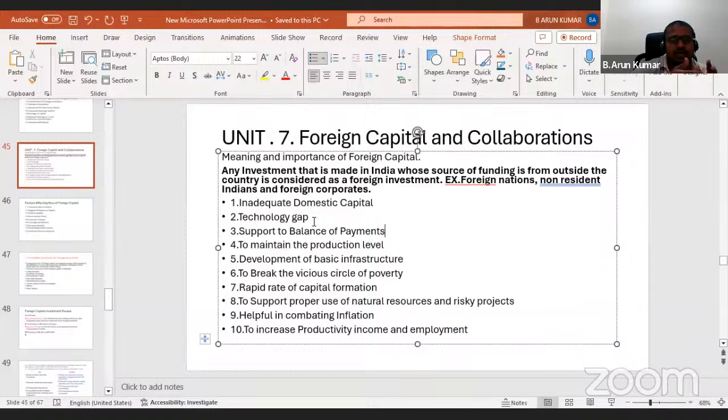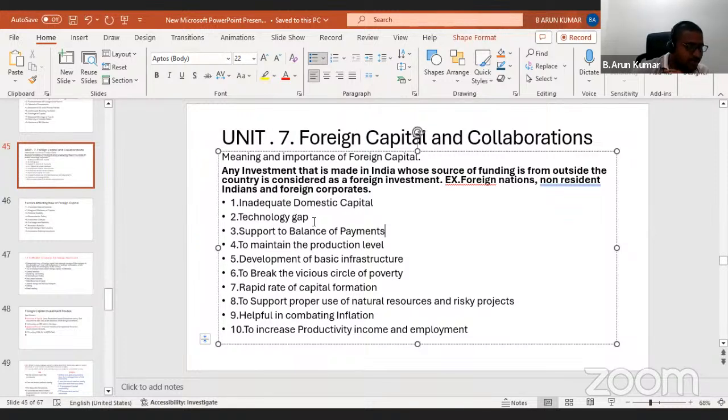So we both came together in a joint venture, and they established it, and because of the technology, they improved the vehicle market. So technology is also important to develop the country. And the third one is support to the balance of payments.